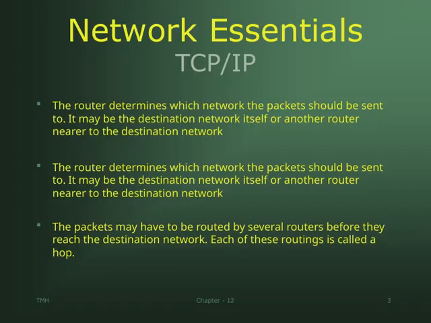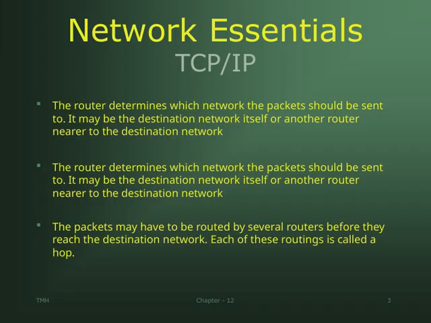Now, let's take a closer look at how routing works in a network. When a packet arrives at a router, the router's job is to figure out which network to send it to next. This decision depends on the destination address contained within the packet. The router might send the packet directly to the destination network if it's connected to it, or it might pass it along to another router that's closer to that destination.